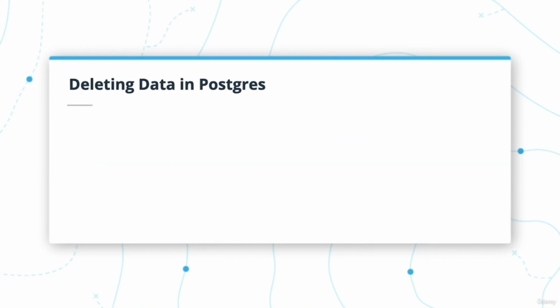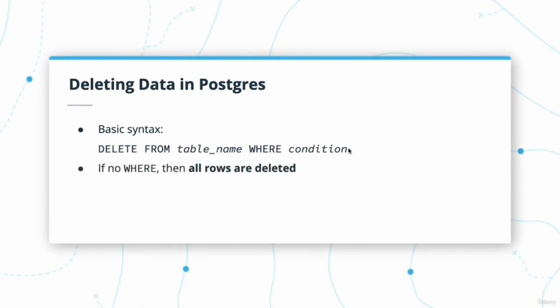So far, you've learned how to insert and modify data in a Postgres table. Sometimes you need to get rid of old data. And in this video, we're going to learn the syntax for deleting data in Postgres. The basic syntax is delete from, followed by the table name, and then where a certain condition that must be met. Now, again, just like for the update, if you do not specify a where condition in your delete, then all rows are deleted. You can imagine that this is very destructive.